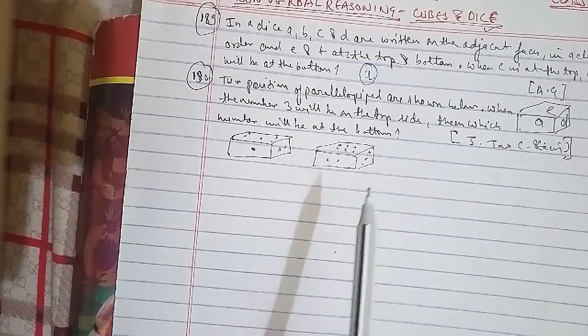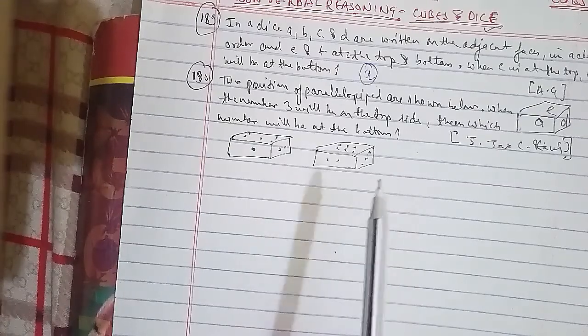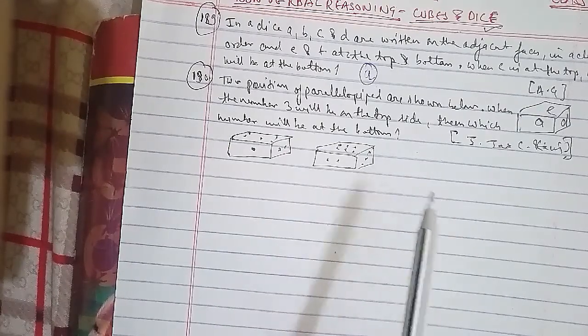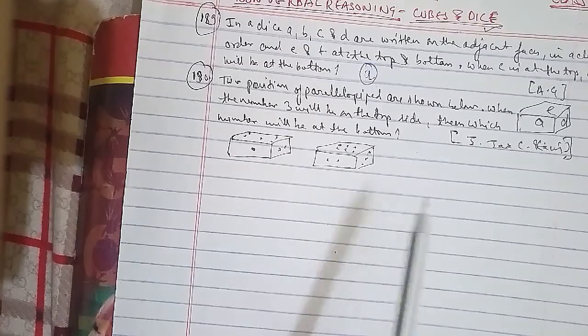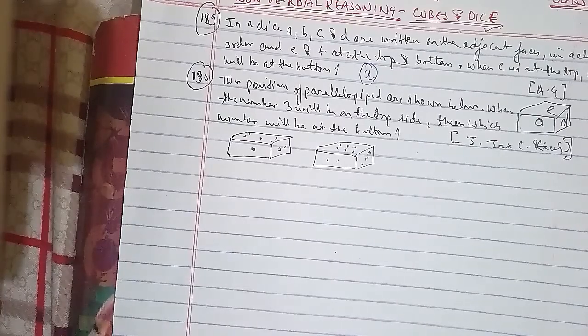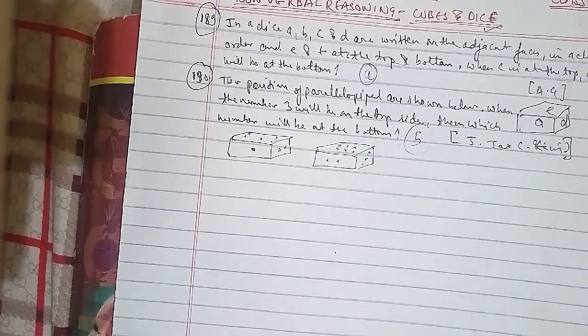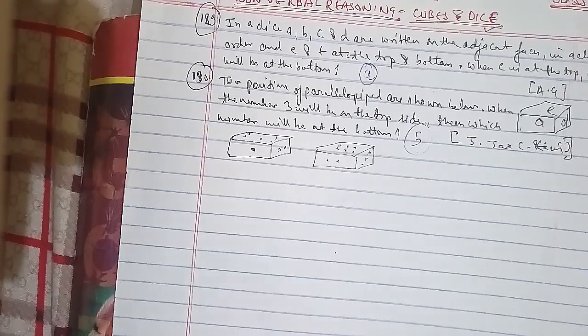Now we'll go ahead with another important question. This is the 191st question of the session. The question is: two positions of a dice are shown below. When there are 2 dots at the bottom, the number of dots at the top will be? This has been asked in the assistant grade question paper, and it is an important one as well. So we'll go ahead with the same.